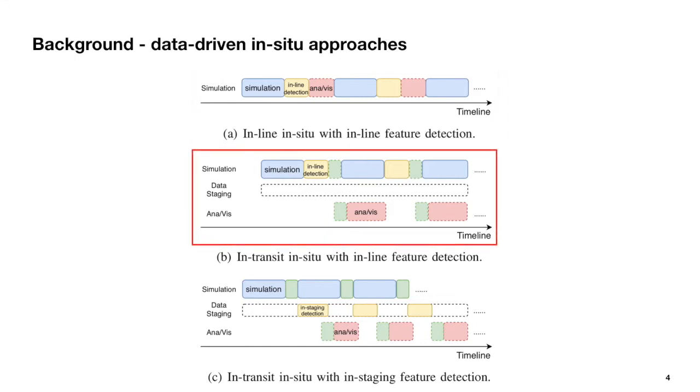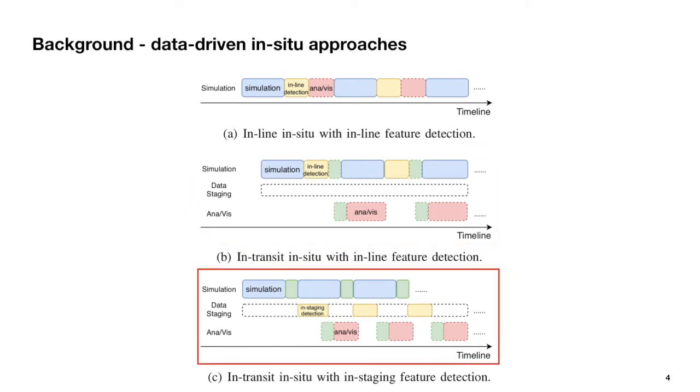In the in-transit approach illustrated in Figure B, feature detection is performed inline, but the data is then transferred to the analytics or visualization task running on separate resources when interesting data is detected. While a staging area may be used by the data middleware in this approach, it does not execute the analytics or visualization tasks. In an alternative in-transit approach, feature detection is performed by a data staging server, as illustrated in Figure 3. The data produced by the simulation is entirely transferred to a staging server. The feature detection is performed in the data staging area.